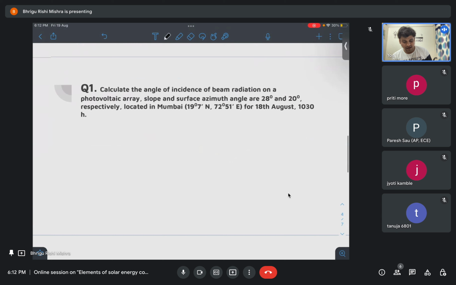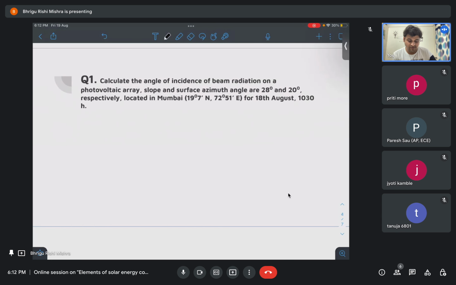Okay, so I have considered two problems for this case, where we will calculate the angle of incidence, the solar azimuth angle, and hour angle for some particular locations. So the first question is, calculate the angle of incidence of beam radiation on a photovoltaic array whose slope and surface azimuth angle are 28 degree and 20 degree respectively, located in Mumbai. These are the coordinates of Mumbai, latitude, longitude, for 18th August 10:30 hour.